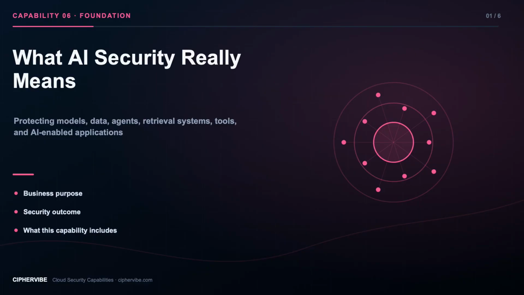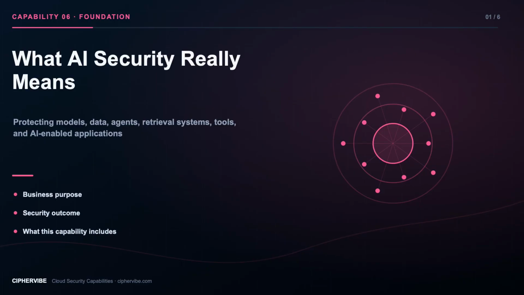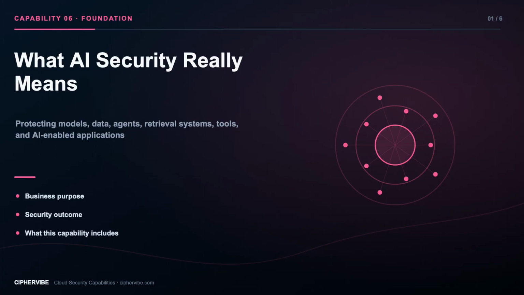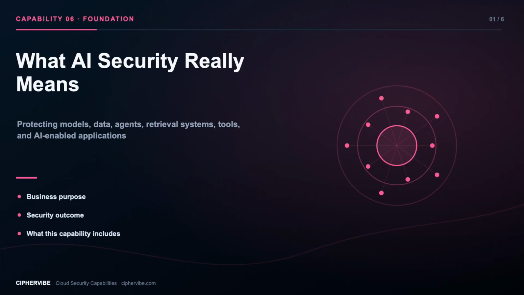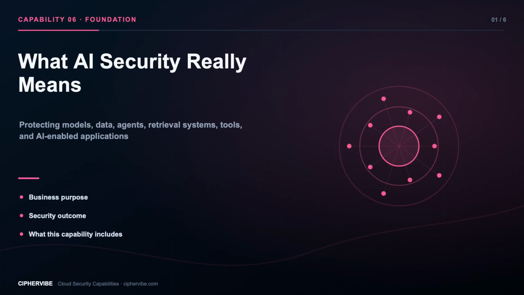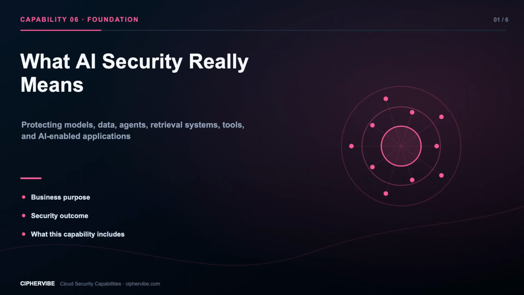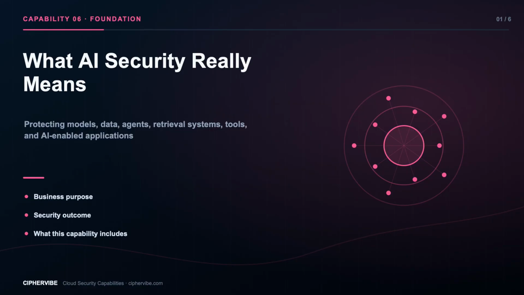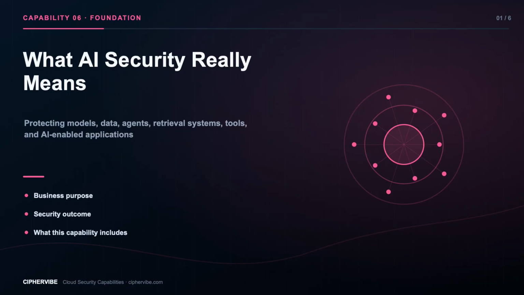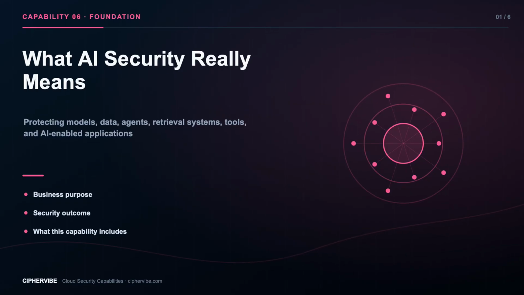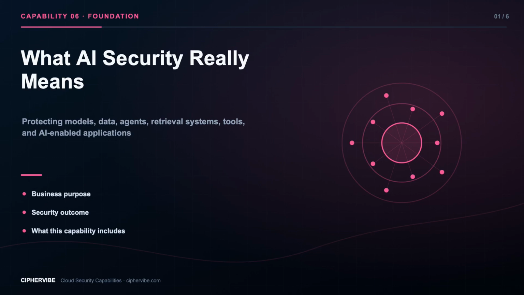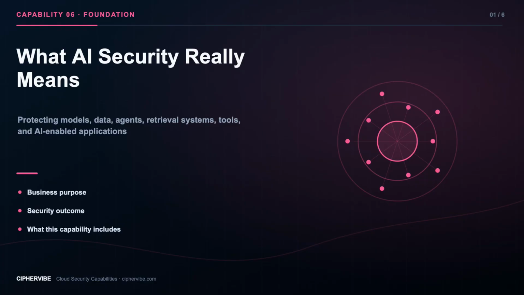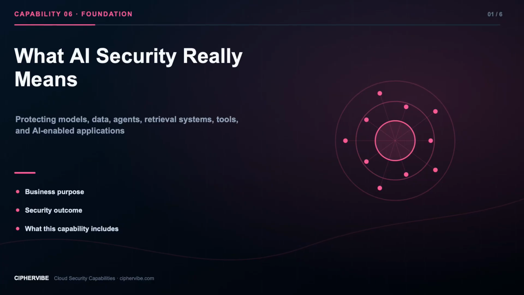This episode explains AI security, why it matters, how the capability works, which mistakes weaken it, and how to build it in a measurable way. AI security addresses the risks created when models interpret untrusted content, generate decisions, retrieve private data, and invoke powerful tools.